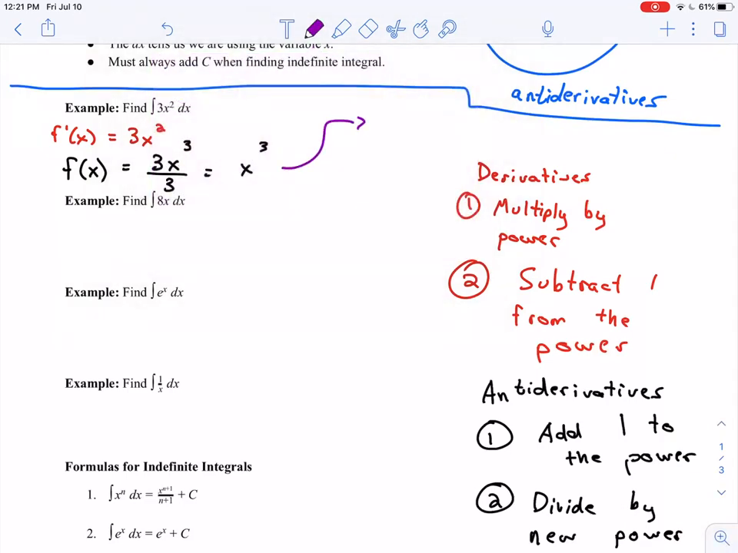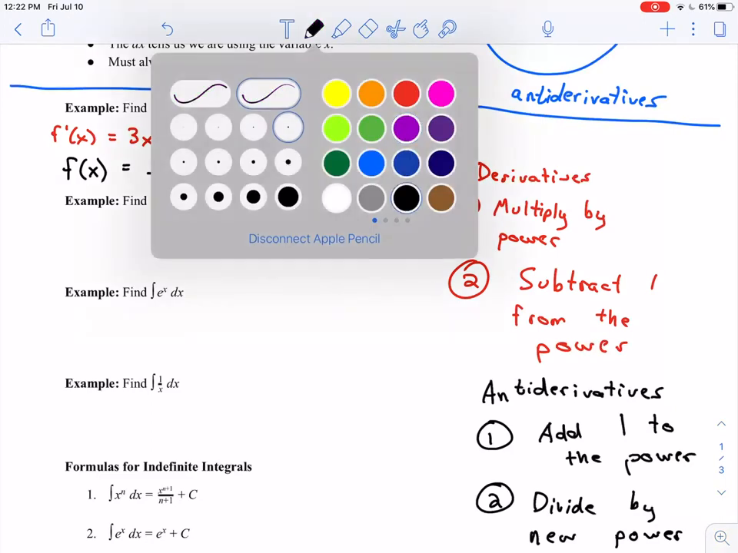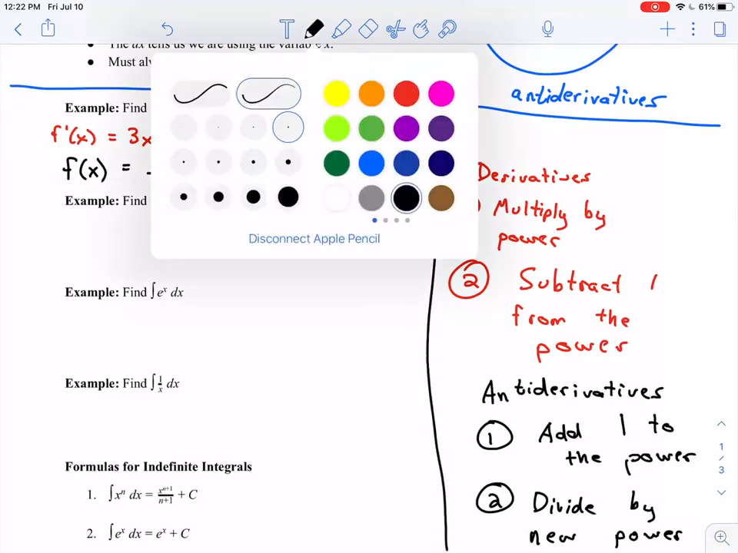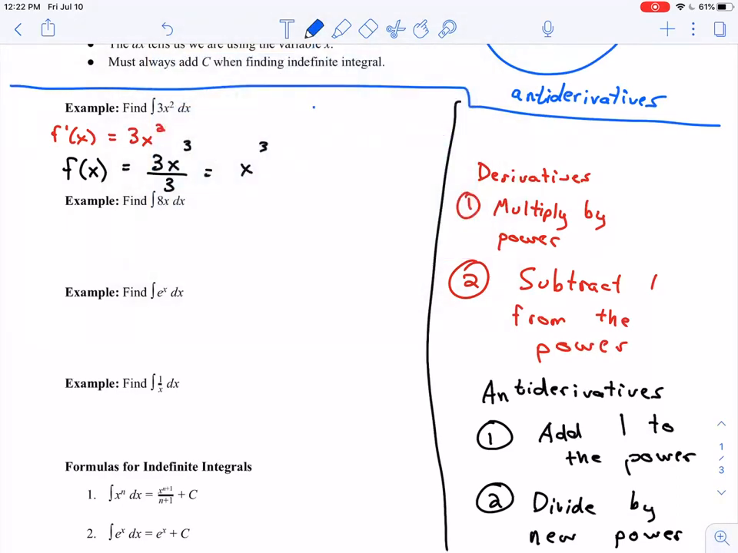If I check my work, if I take the derivative of x cubed, do I get 3x squared? It's not really a whole lot of work to show here, but yes, if I take the derivative of x cubed, I would get 3x squared. So that means that if I'm evaluating, let me just section this off to the side, the indefinite integral of 3x squared dx, I would say that's x cubed.